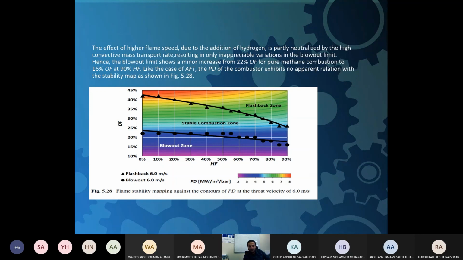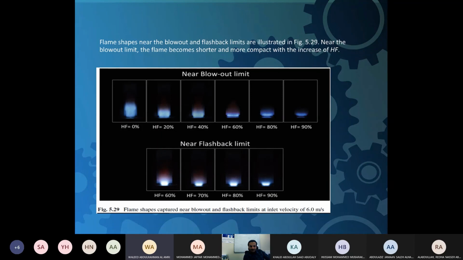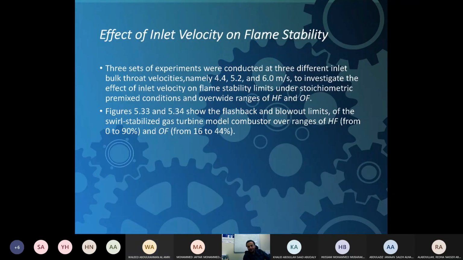Okay, so please go ahead, Walid. Next slide, please. Walid, please, we can skip this flame shape. I'm sorry for cutting, but okay. As I told you, this is something deep in research, but most importantly, we can talk about the flame stability. So please go to the next slide.